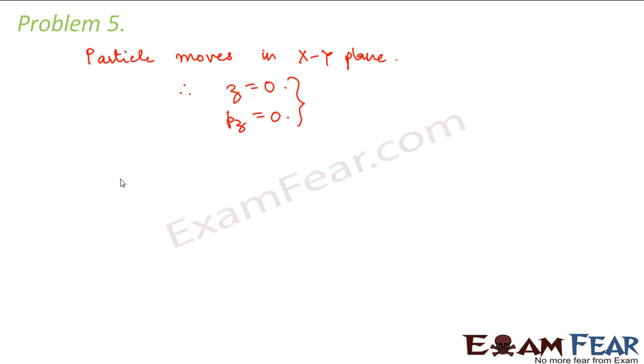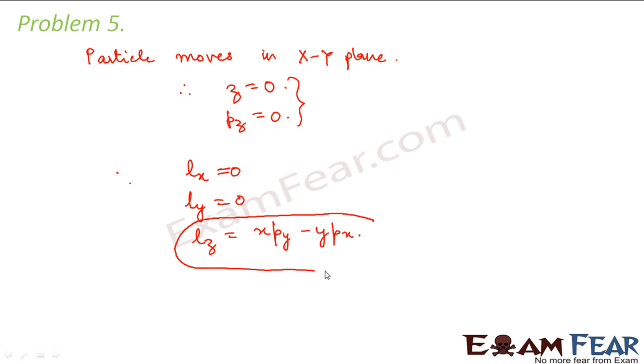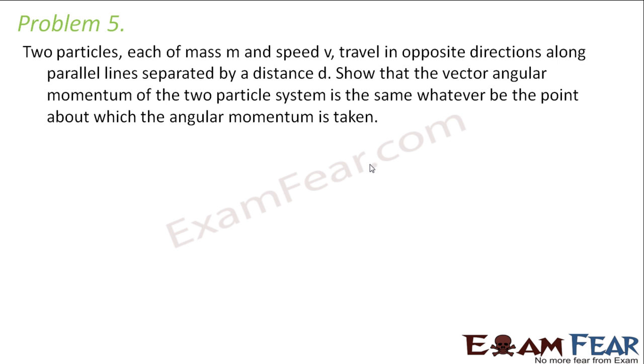So therefore, you see that Lx is equal to 0, Ly is also equal to 0, but Lz is equal to xpy minus ypx. So that means when it moves in the xy plane, it only has a non-zero component of angular momentum along the z axis.